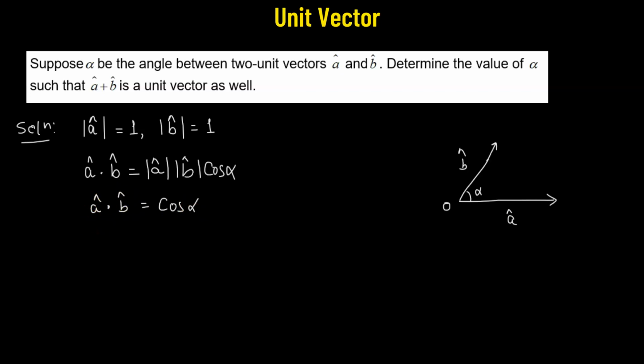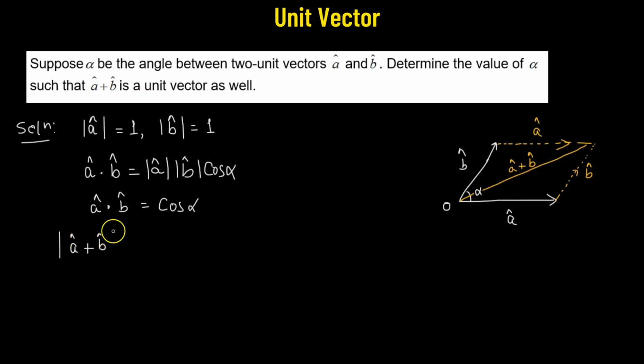Now what we can do is use the parallelogram law of vector addition. We can use the triangle law as well. Here I'm using the parallelogram law of vector addition. So this is going to be b cap and this is going to be a cap, and when we join the diagonal, this diagonal is going to give us a cap plus b cap. We have to show that this particular diagonal is a unit vector as well.